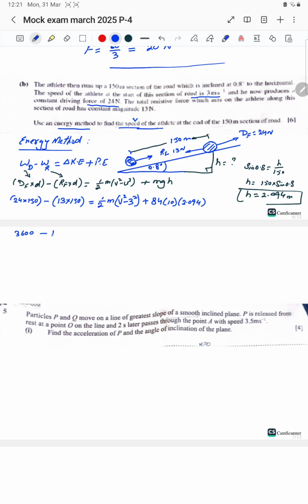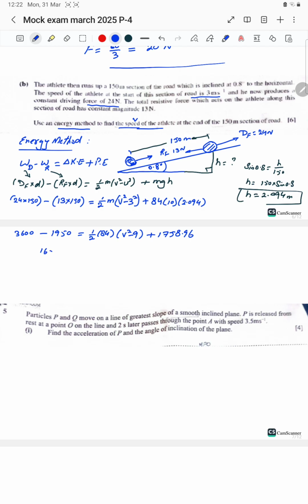We get 1950 is equal to half times 84 times, because m is 84, v square minus 9, plus 84 times 10 times 2.094. We get 1758.96. And finally, for simplification, you can do the algebraic manipulation to see 3600 minus 1950.